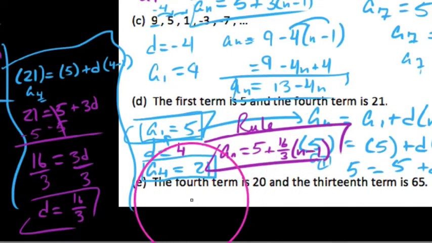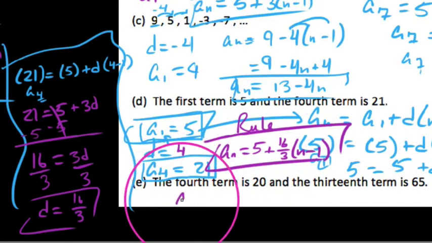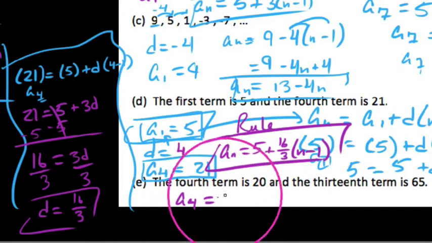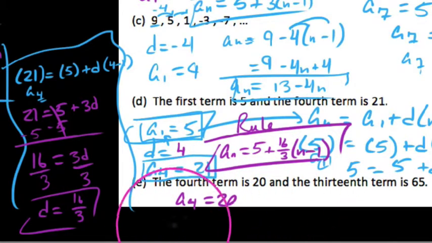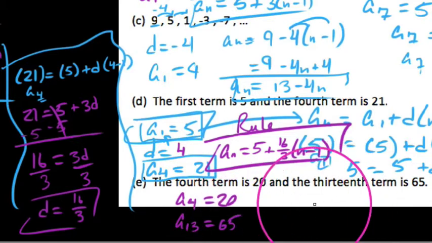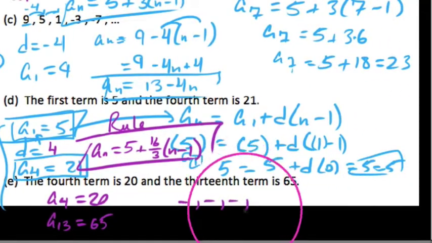So this last one here, this is interesting. It said the fourth term is 20. We're going to write this down. So the fourth term is equal to 20, and our 13th term is 65. So we say 13th term, 65. Again, we could say 1, 2, 3, fourth term.